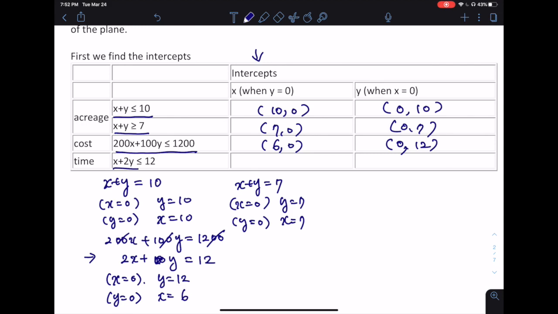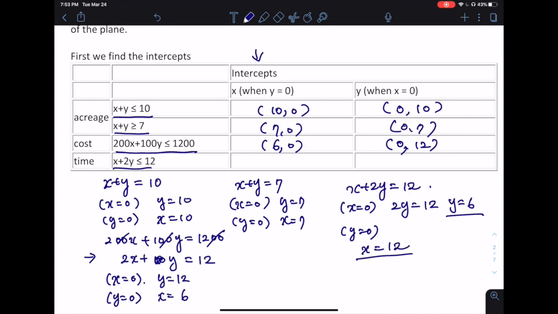The last one, x plus 2y equals 12. When x equals 0, 2y equals 12, y equals 6. When y equals 0, x equals simply 12. So we have 12, 0 and 0, 6 as intercepts. Now, with this given set of intercepts, we can draw the lines.